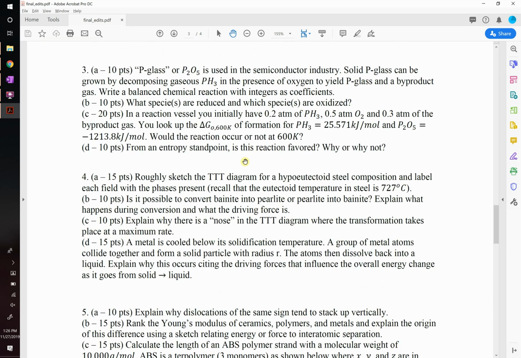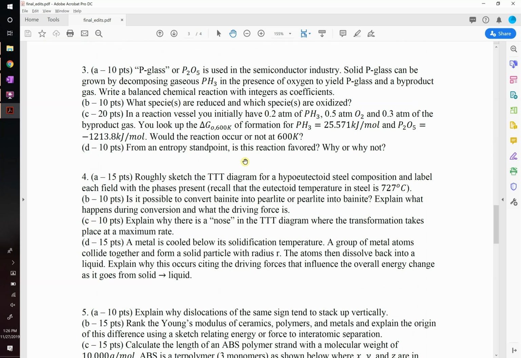How about this one? P-glass. P2O5 is used in the semiconductor industry. Solid P-glass can be created by decomposing PH3, phosphorus hydride, in the presence of oxygen to yield P-glass and a byproduct gas. Anytime I tell you there's some byproduct or some reagent, I'm going to want you to write the equation. You have to figure out what that byproduct is, right? Say, write a balanced chemical reaction with integers as coefficients.